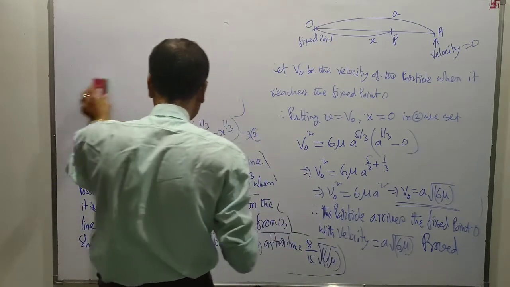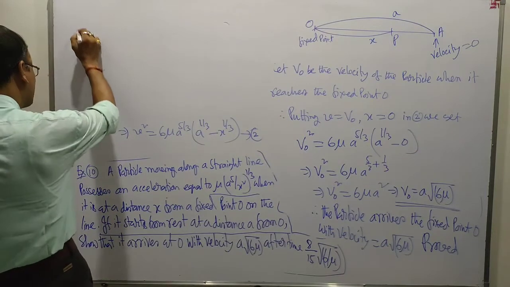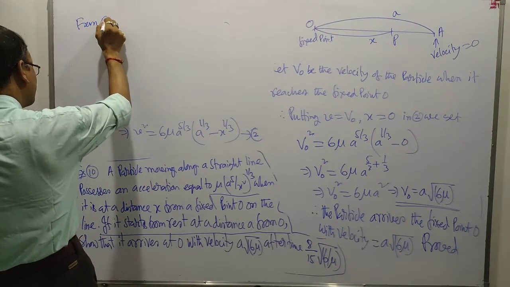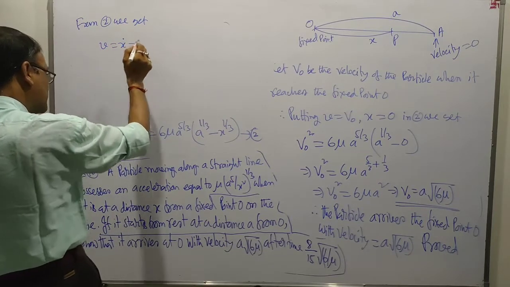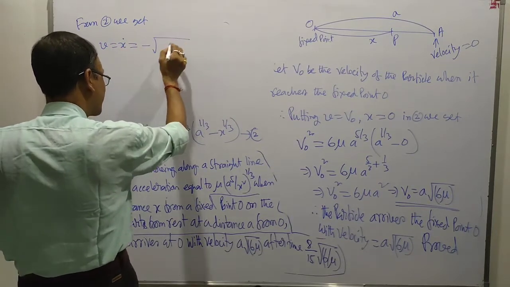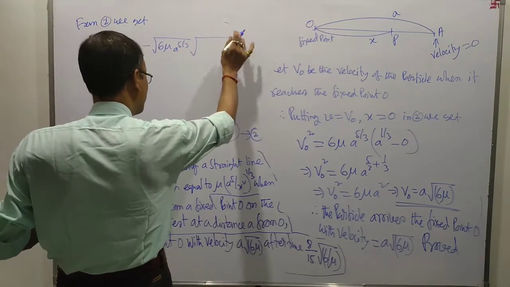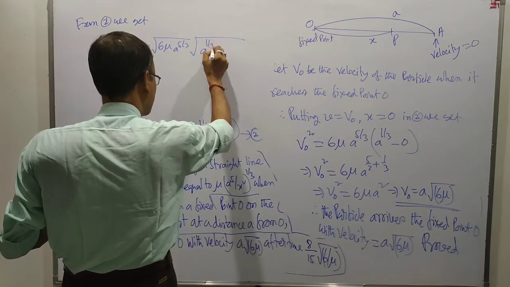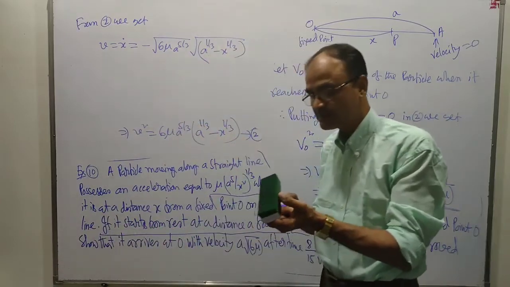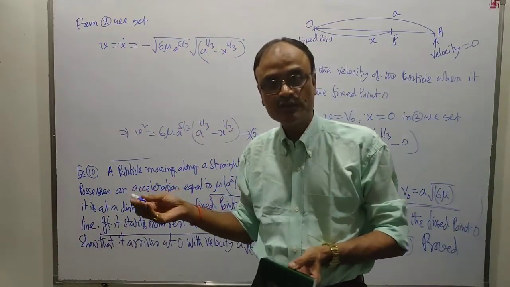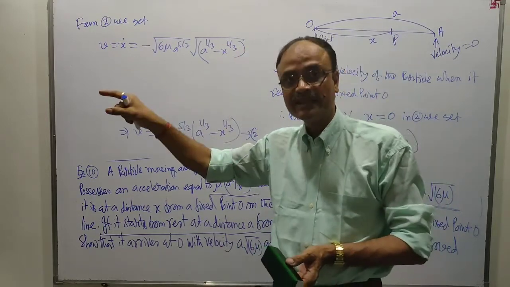Thus, from 2 we get V, which is equal to X dot, equal to minus A to the power 5 by 3 root of A to the power 1 by 3 minus X to the power 1 by 3. You may write like this. The negative sign has been taken because the particle is moving in the direction of X decreasing.